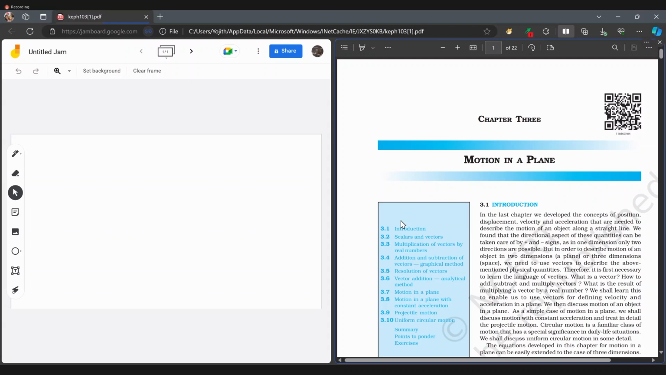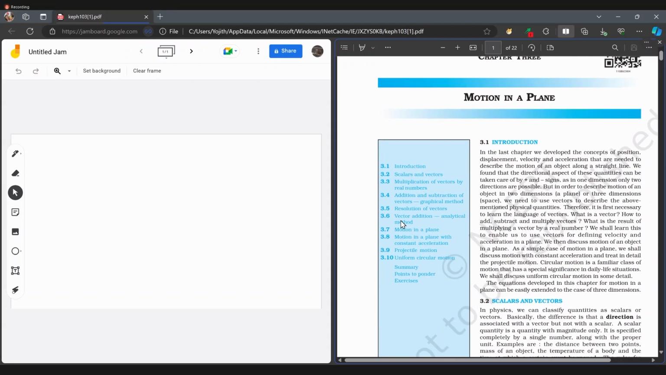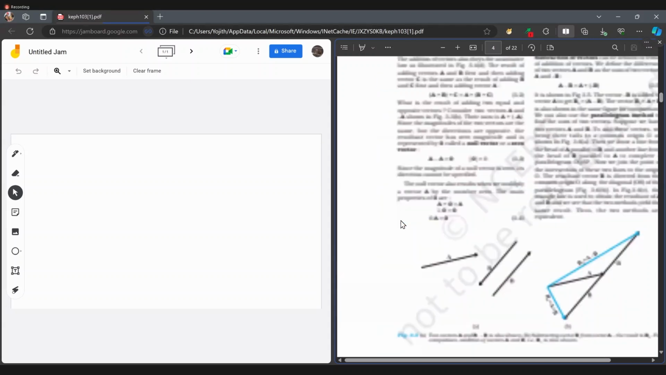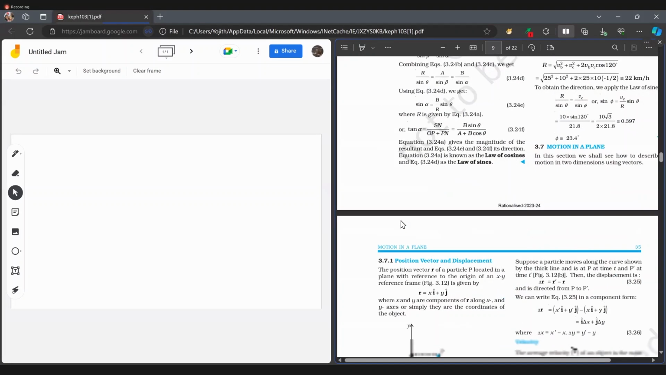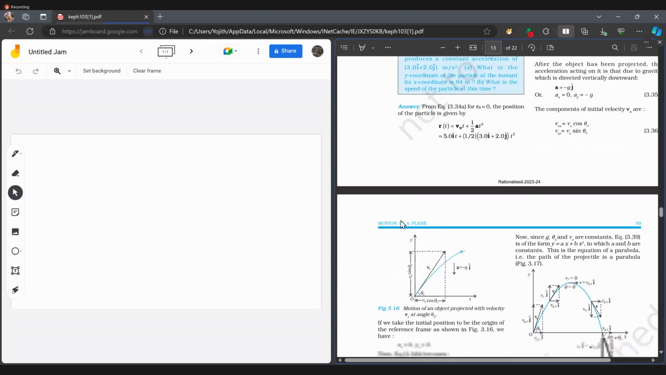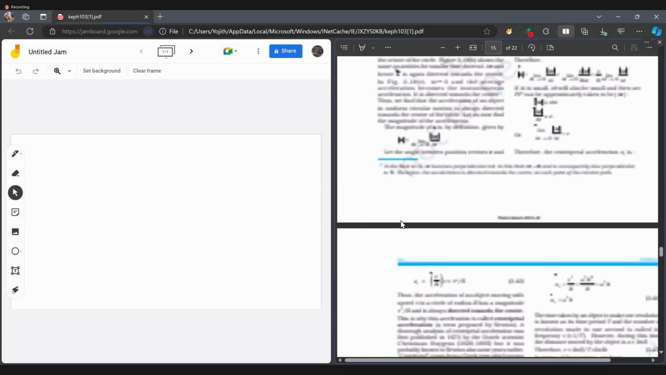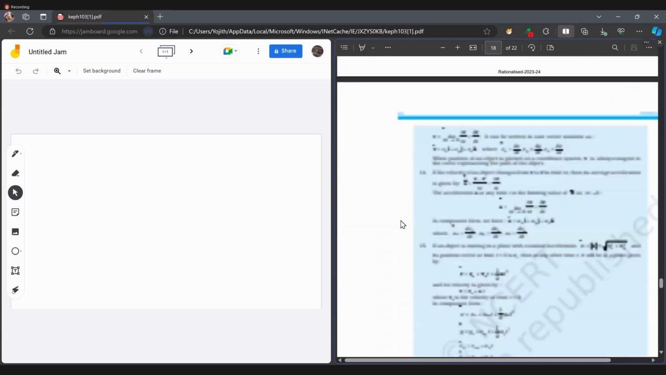Okay, so in the first part we went through the chapter, we went through each and every equation and all. Okay, so today we are going to do the exercises. Let us start the exercise: for each of the following physical quantities, state if it is a scalar or a vector.